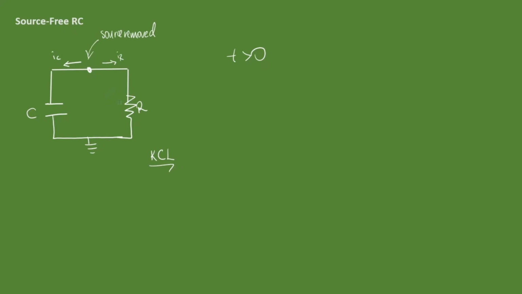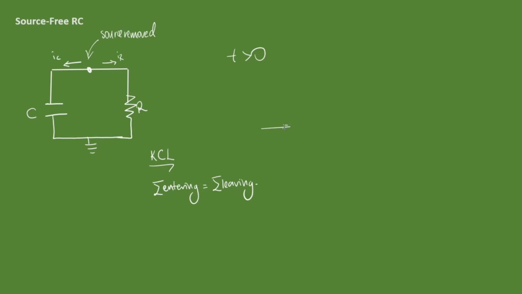Kirchhoff's current law. Alright, since we're dealing with the node, what does that state? The sum of currents entering a node is going to be equal to the sum of currents leaving a node. I'm making a lot of mistakes. So the sum of currents entering the node is going to be the sum of currents leaving the node.